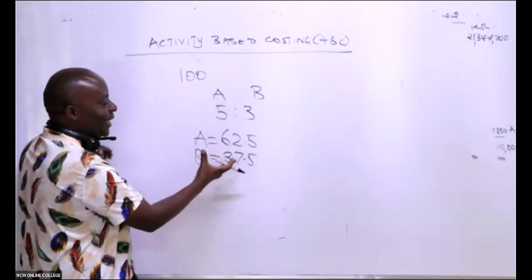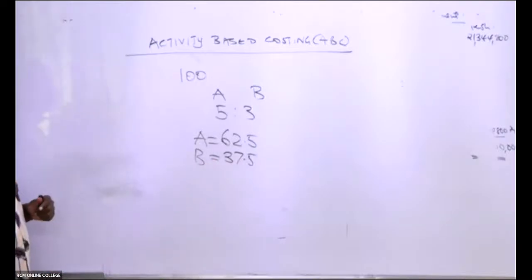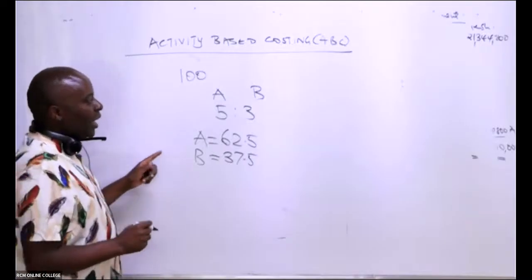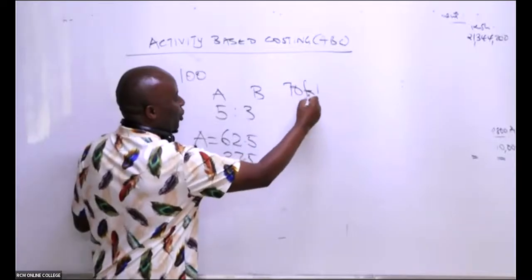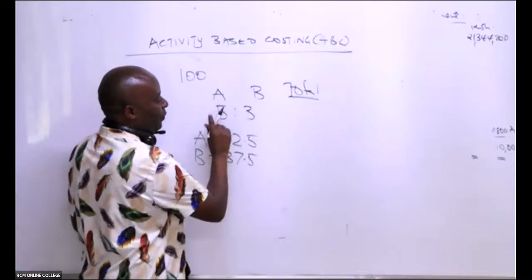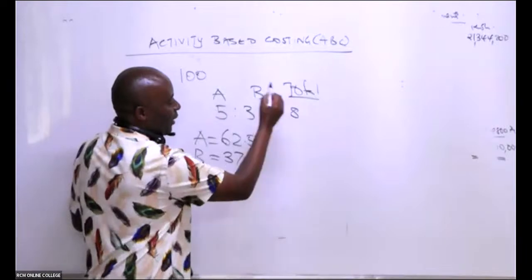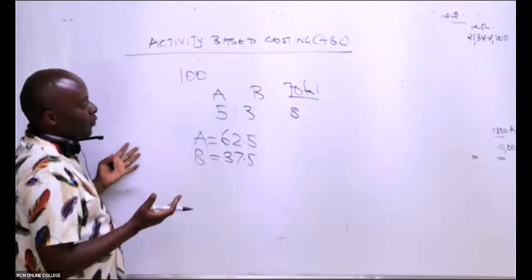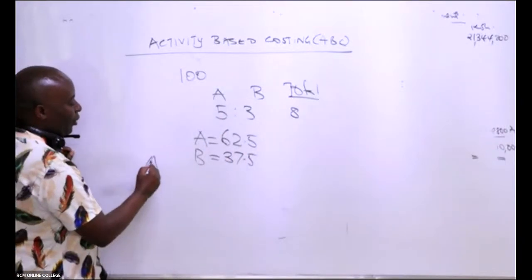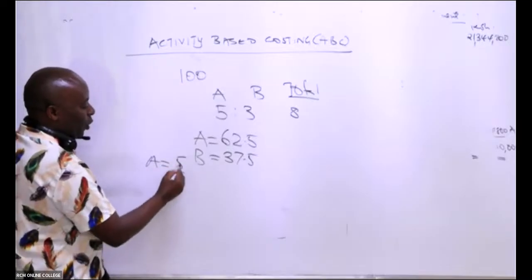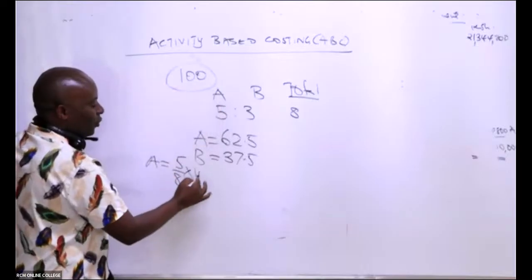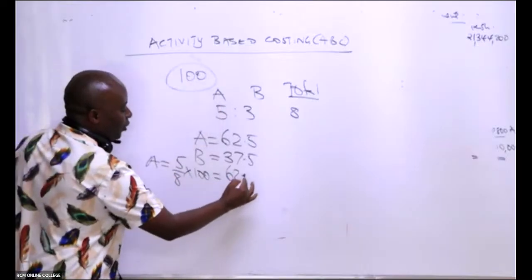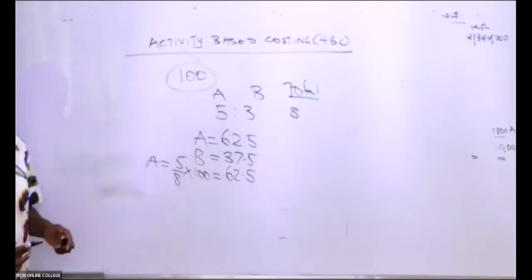What did you do to get these correct answers? There are many methods you could use. I suppose somebody may have gotten the total ratio, which is 5 plus 3. That gives us what here? 8. And then somebody must have known that A will get the fraction 5/8 of the 100. That is how these students got the 62.5.